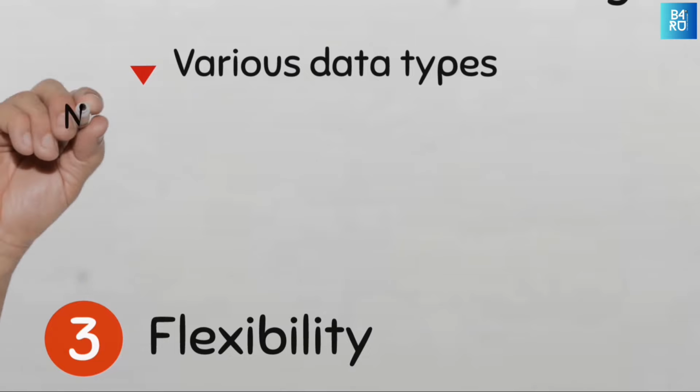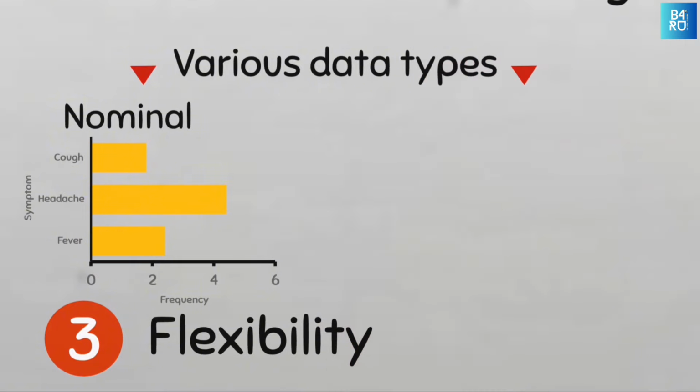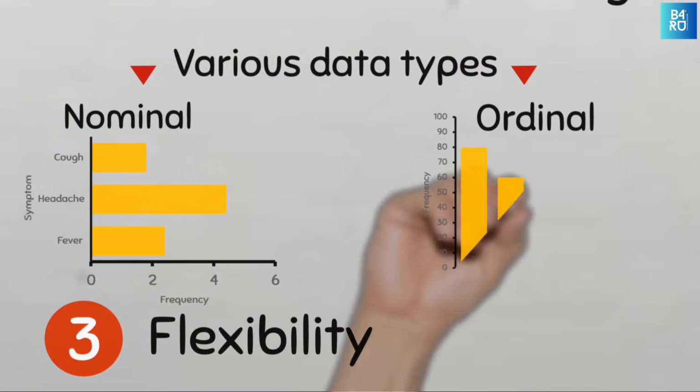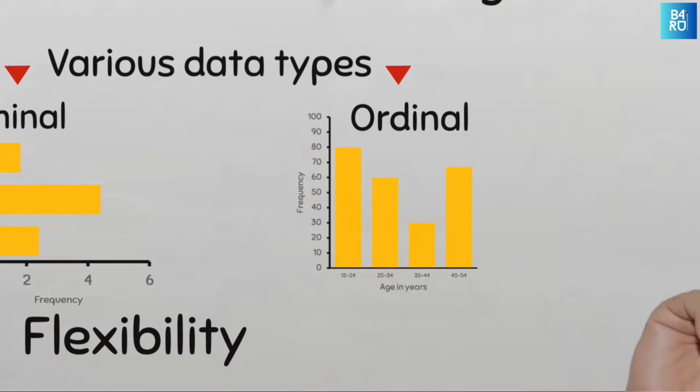They can handle nominal data, for example, symptoms of a disease, or ordinal data, that's data in ranked categories, like age groups. This makes them a versatile tool for presenting information across various fields like medicine, public health, and statistics.